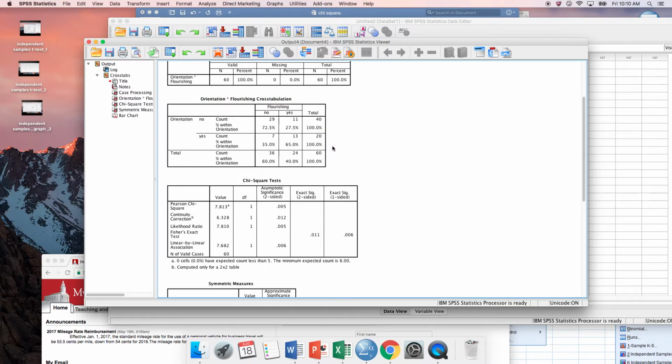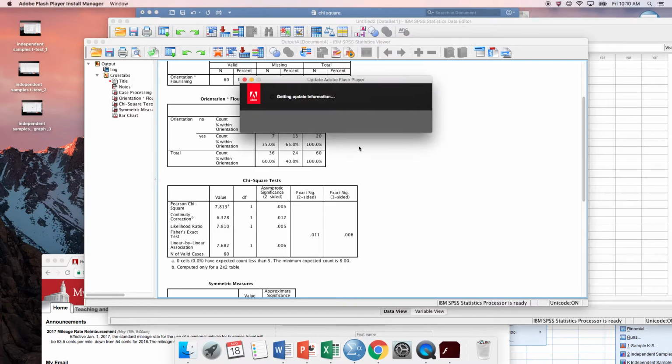Alternately, among the 20 people who did attend an orientation, 13 out of the 20 reported that they were flourishing, and 7 out of the 20 reported they were not. And here are their corresponding percentages. So we can look at this and say, it seems as though more people in the orientation group are flourishing than are not. And alternately, people who are not attending orientation, more of them are not flourishing than are. What we don't know is whether that represents a significant difference relative to chance.